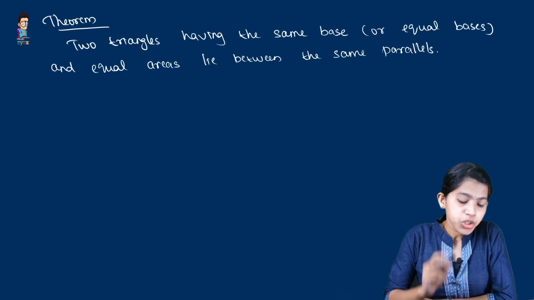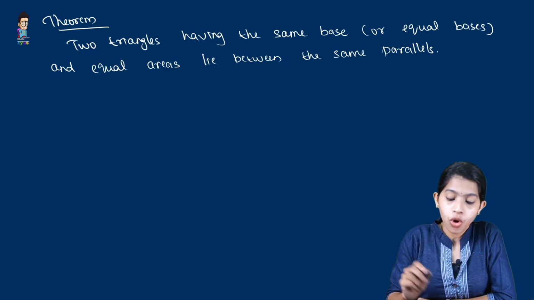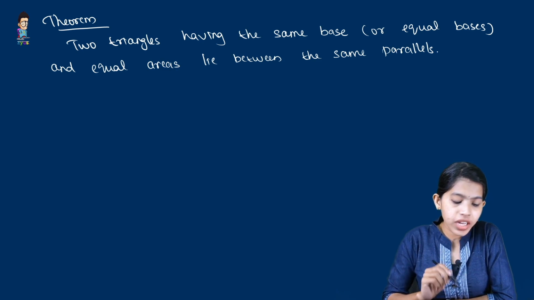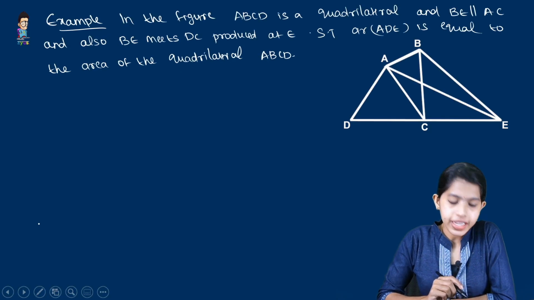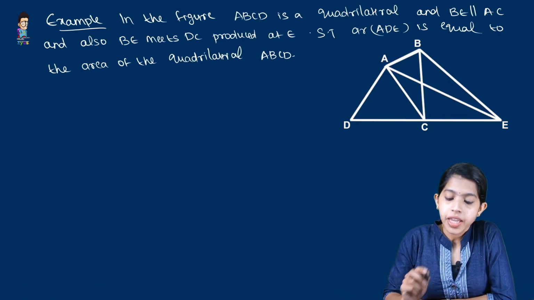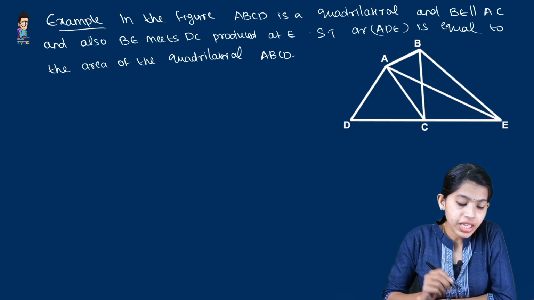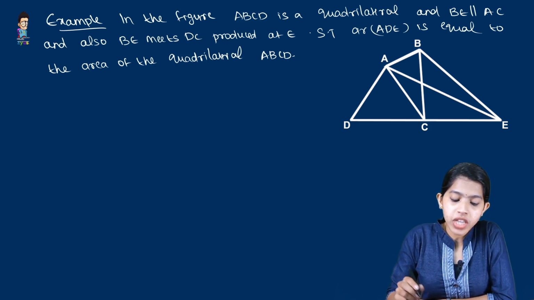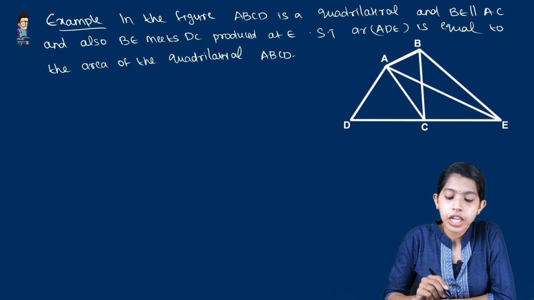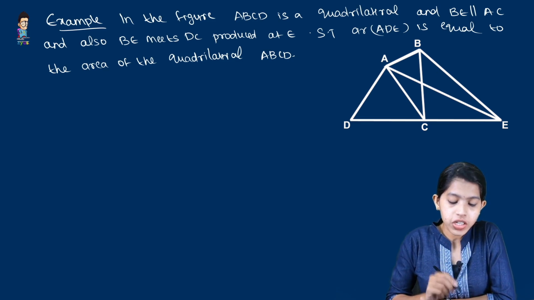That is, two triangles having the same base or equal bases and equal areas lie between the same parallels. Look at the example. In the figure, ABCD is a quadrilateral and BE is parallel to AC, and also BE meets DC produced at E. Show that area of ADE is equal to the area of the quadrilateral ABCD.